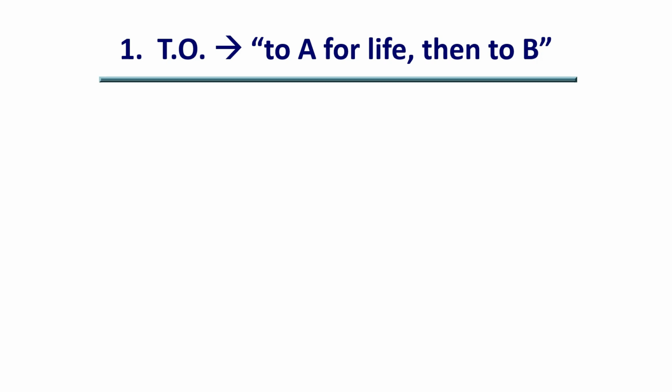Let's take an example. Suppose that the true owner at some time in the past has made a deed to A for life and then to B. Well, the property has been divided into 2 different estates now. A has a life estate, meaning that A has the right of present possession as long as A lives, and B has a future interest, meaning that B will get possession of the land, but only when A dies.